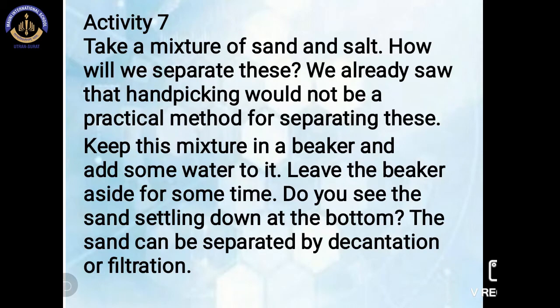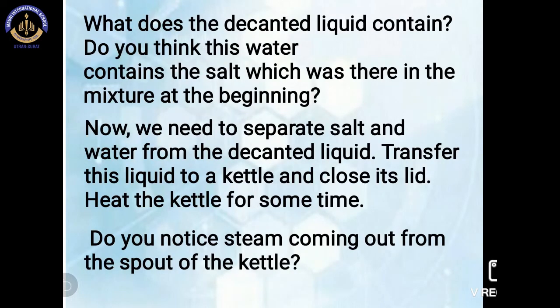In the decantation process, what can we do? We pour the liquid or water into another vessel, leaving the sand behind. This pouring of the liquid into another vessel is called the decantation process. The liquid which we pour into the other vessel is called the decanted liquid. So what does the decanted liquid contain? Do you think this water contains the salt which was there in the mixture at the beginning?